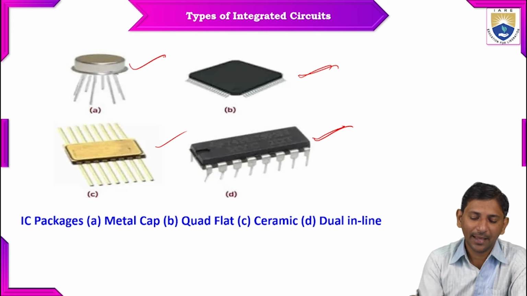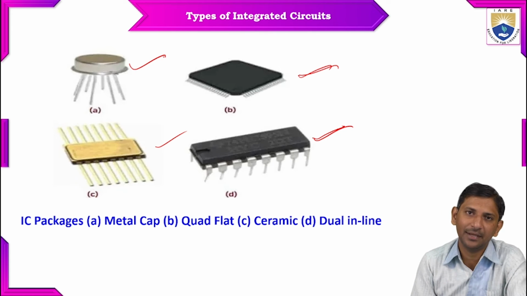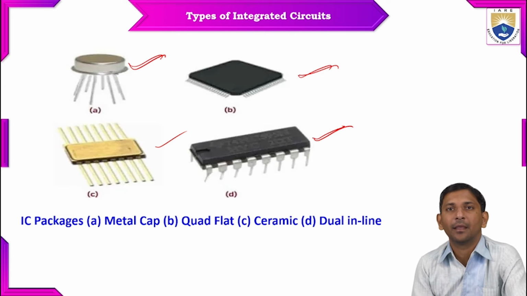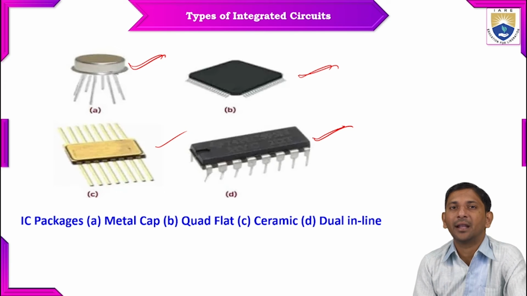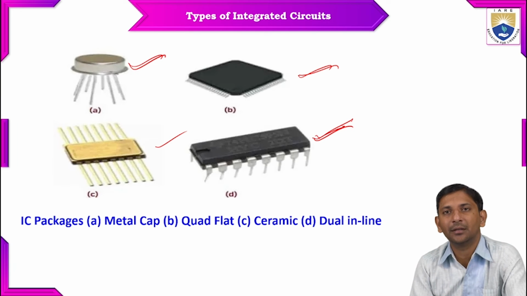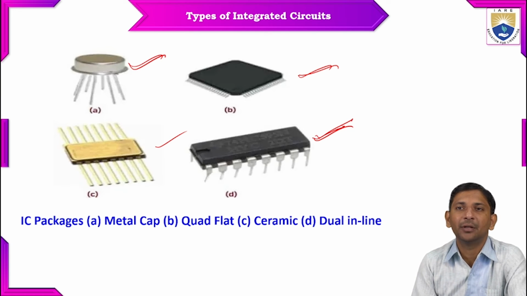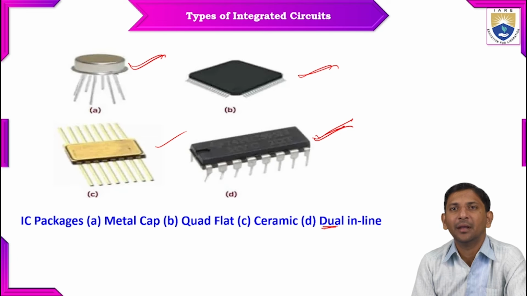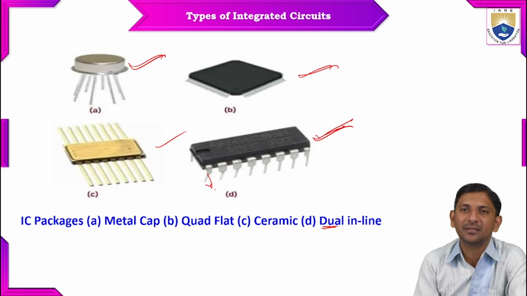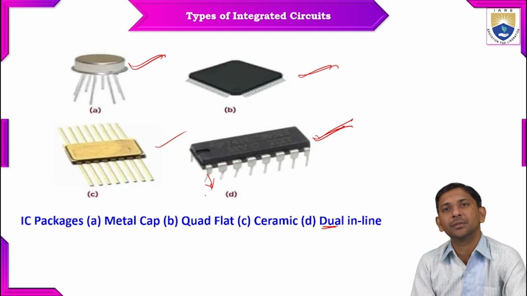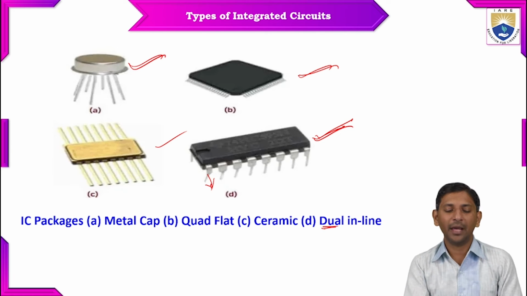And this one is metal cap based. In our laboratories, we can see this type of IC, where we can perform our analog and digital operations. In our laboratories there is also the dual in-line type, where pins are available on both sides. Dual means two sides; on the two sides of the line the pins are available. Each pin has its own operation to perform, and according to that we use the pins to perform our required operation.